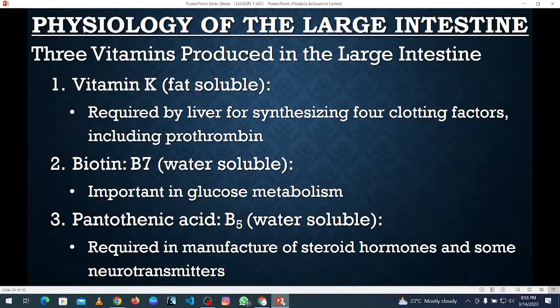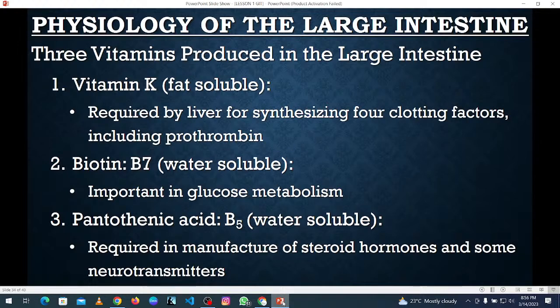But there are several things that are required for blood clotting. Vitamin K is produced and it's fat soluble. It's produced in the large intestine. We have biotin, which is commonly known as B7. It's important in glucose metabolism.